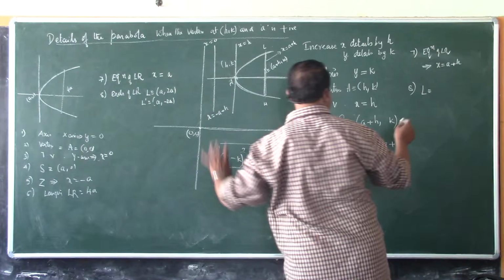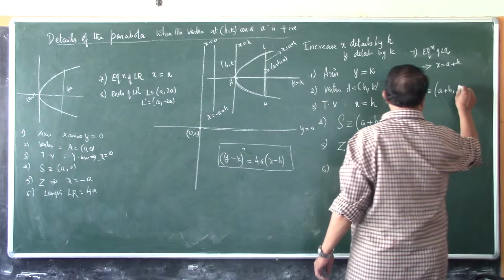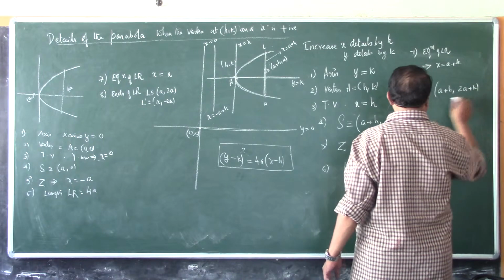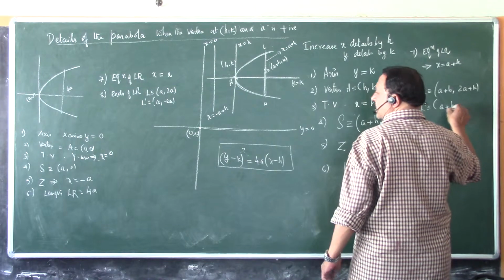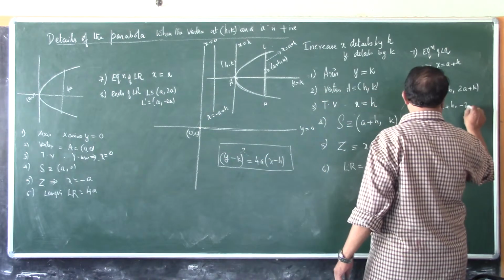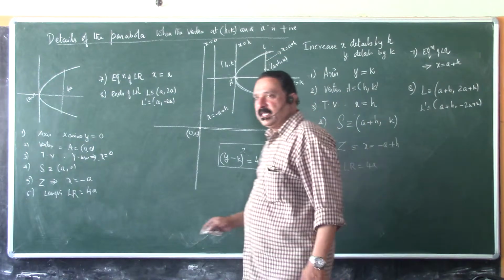And ends of LR, L: increase x detail by h. So how much does it become? a plus h. y will become 2a plus k, and L dash is a plus h, and this will become minus 2a plus k. So these are the ends of the latus rectum.